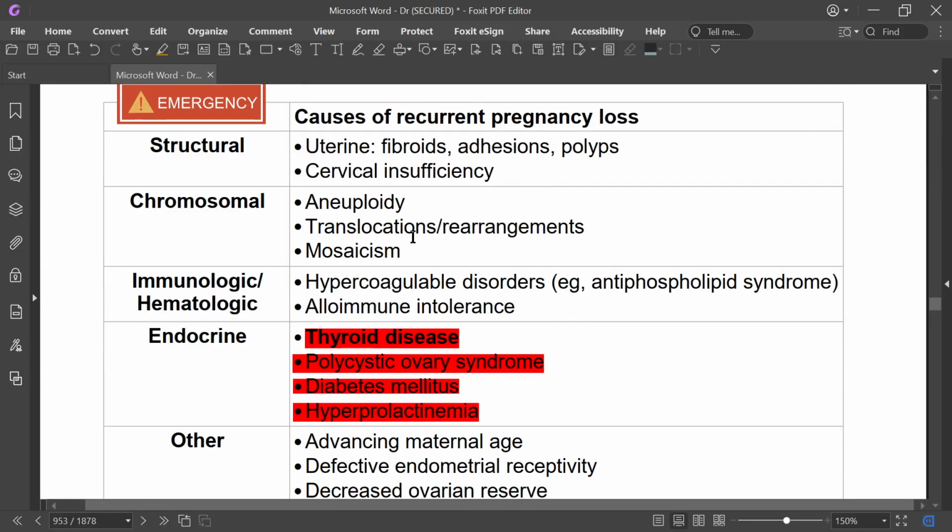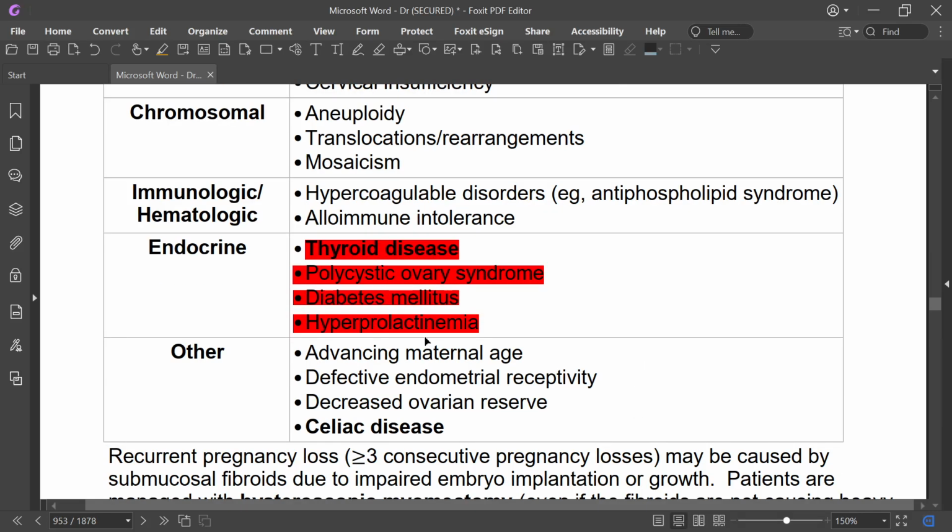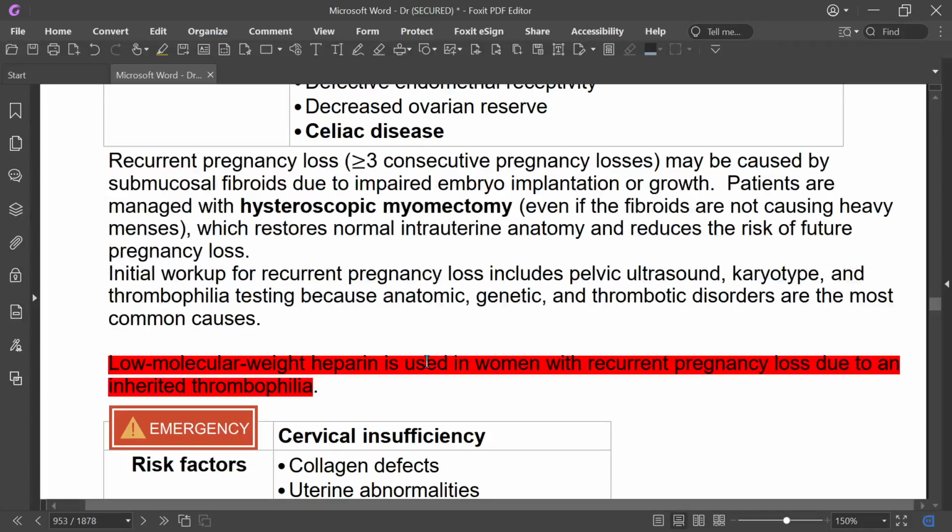So, recurrent pregnancy loss: first uterine, second cervix, uterine fibroid, adhesion, polyp, and cervical insufficiency. Chromosomal is aneuploidy, translocation, mosaicism. Third is immunologic, hypercoagulable disorder, alloimmune intolerance. Fourth is thyroid, polycystic ovarian syndrome, diabetes, hyperprolactinemia. Another is advancing maternal age, defective endometrial receptivity, decreased ovarian reserve, and celiac disease.